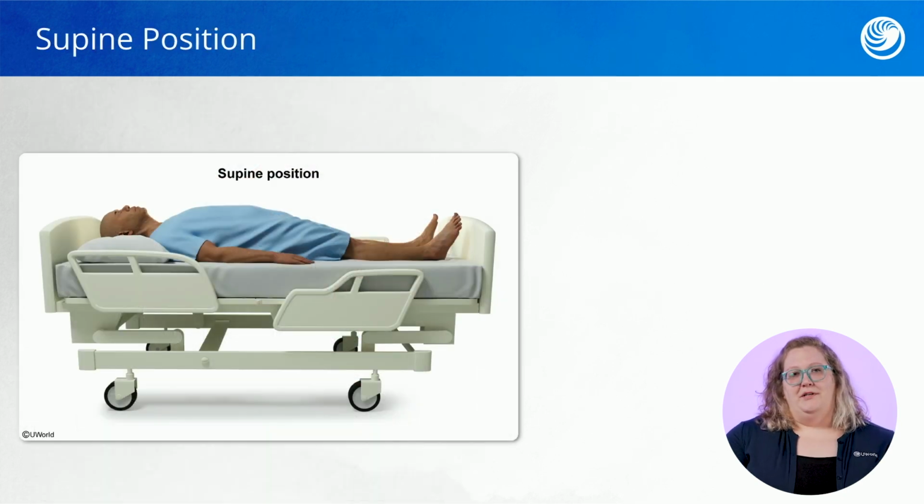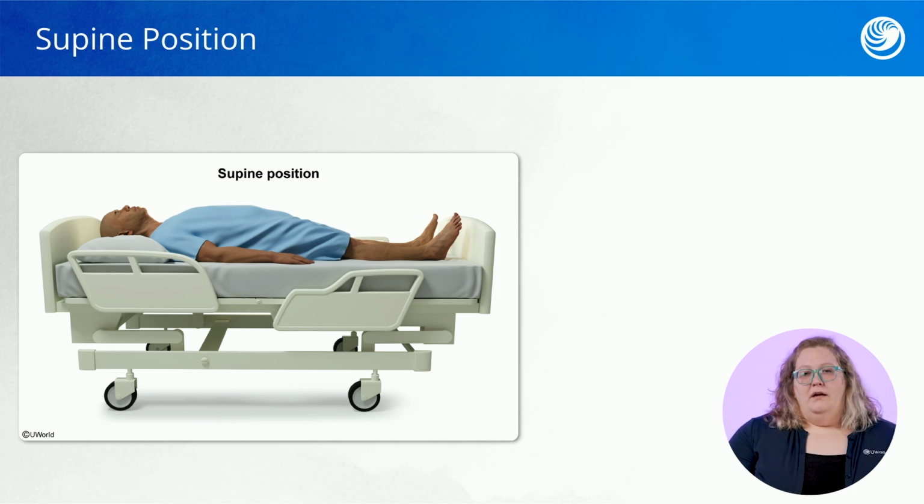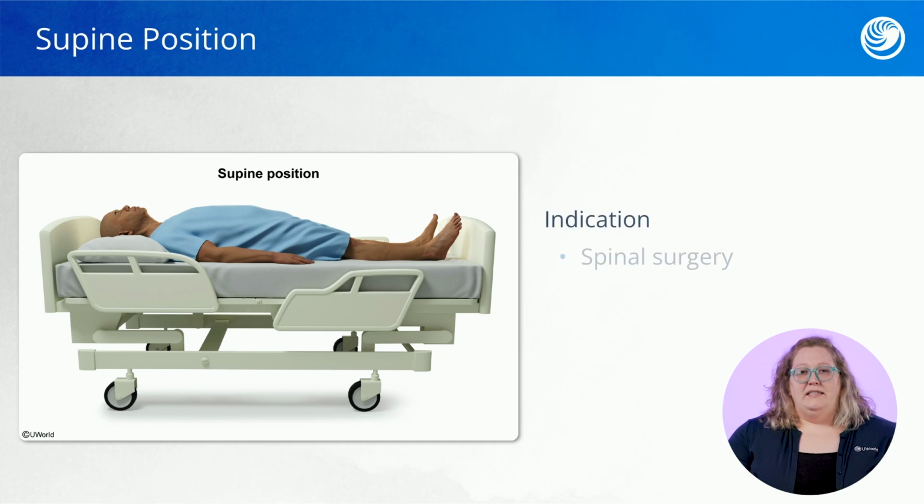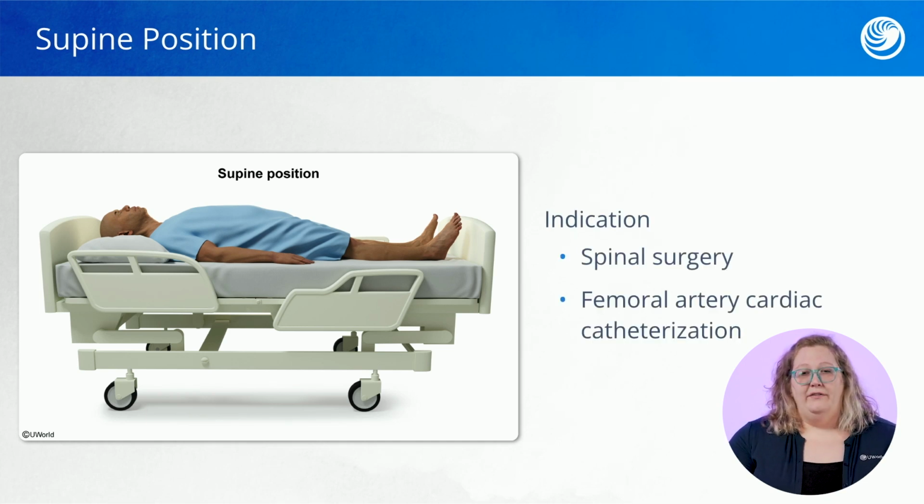The supine position, this one is one of the most basic positions. The supine position means that you are on your back. People generally always use this word to mean they're on their back and they're flat. So when you hear supine position, you think they're on their back and they're flat. Indications for this would be a spinal surgery, or again, like we talked about, a femoral artery cardiac catheterization.